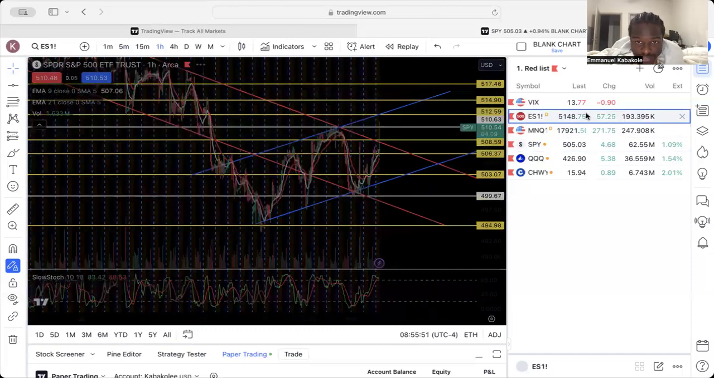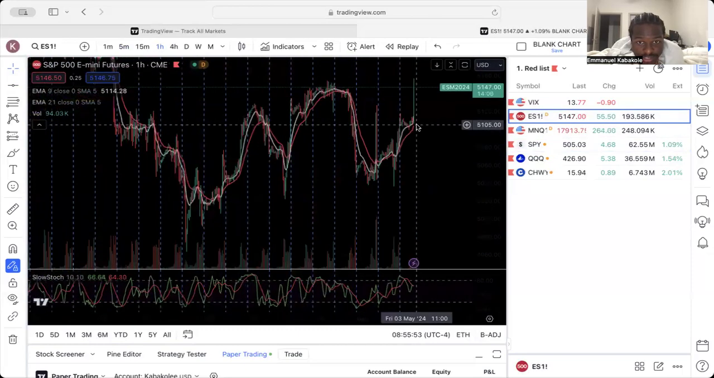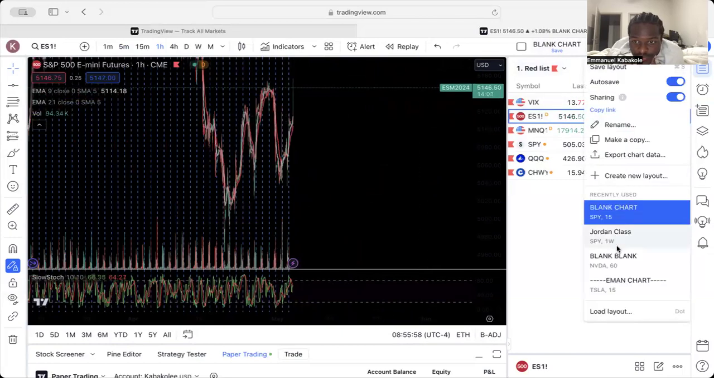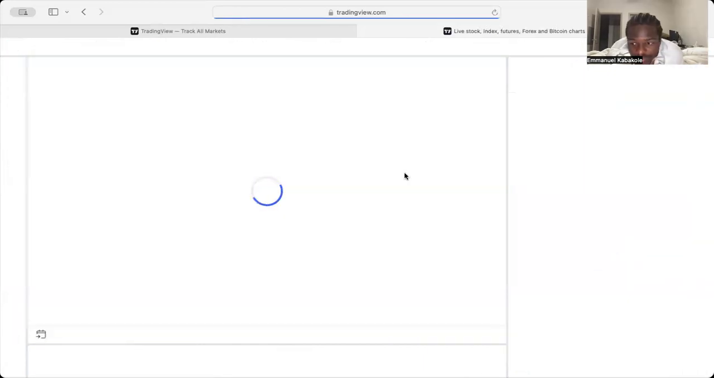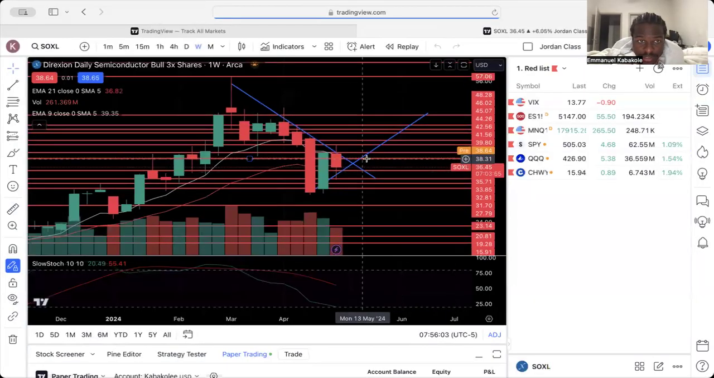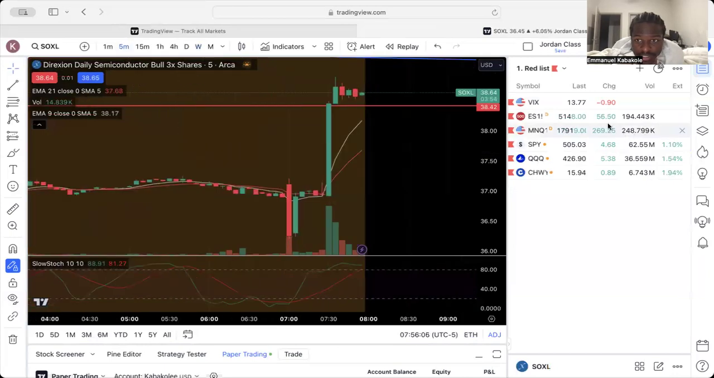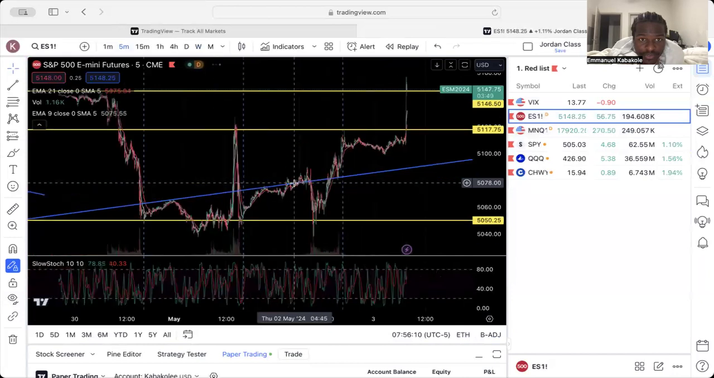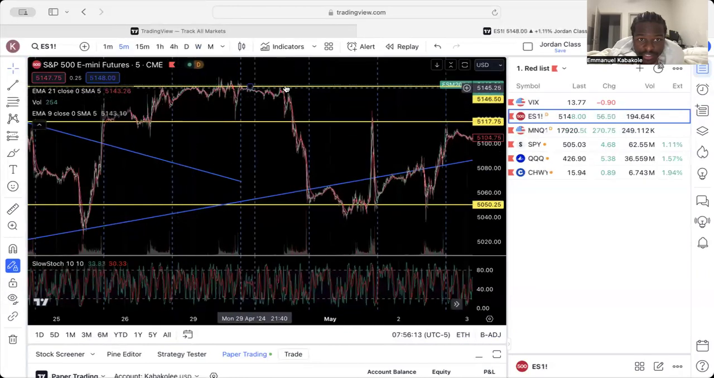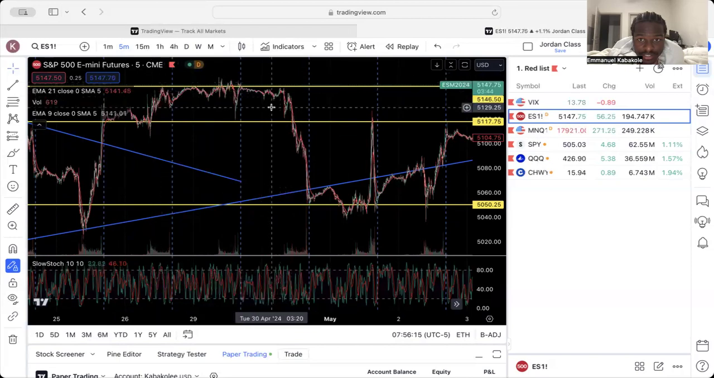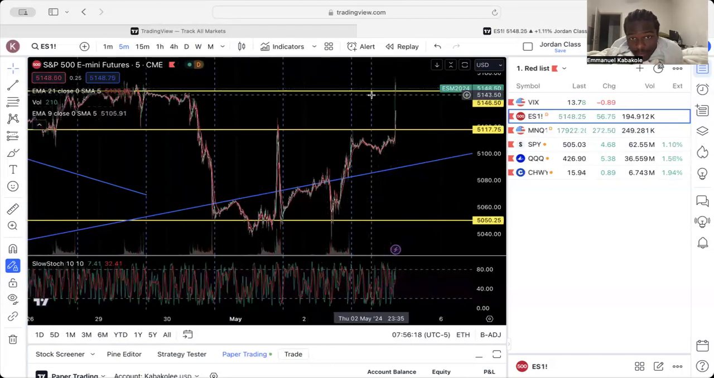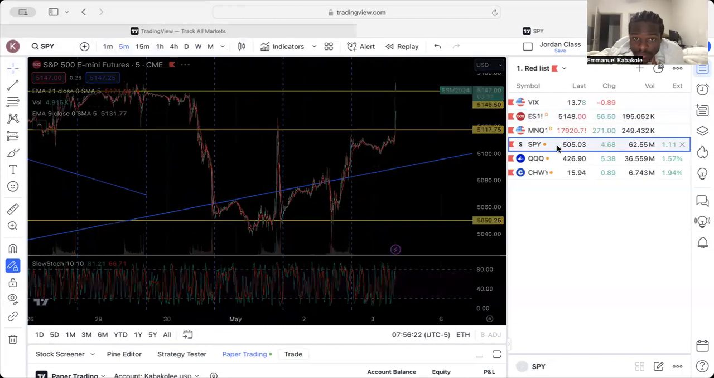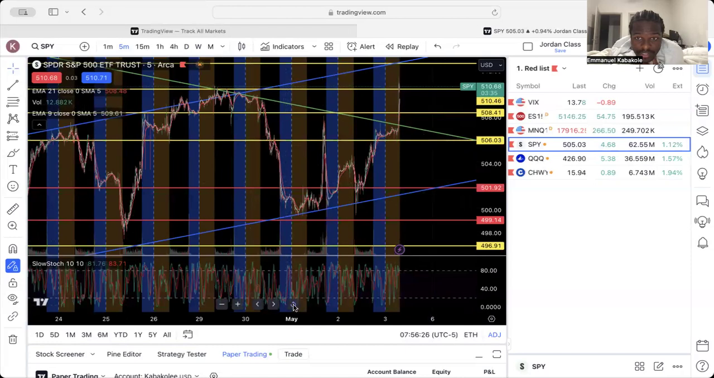If I'm going to look at ES, okay, this chart isn't charted on ES. If I go to my Jordan class, which is the crazy one, and go up here and look at ES over here, once again, you see all of this. And now we're back again. But we might break and hold these levels and just go up. We might just go up and run. So it can go either way today. It really can. So just be careful.